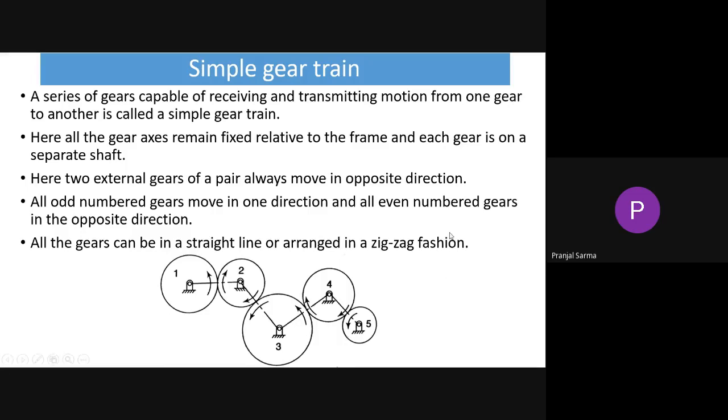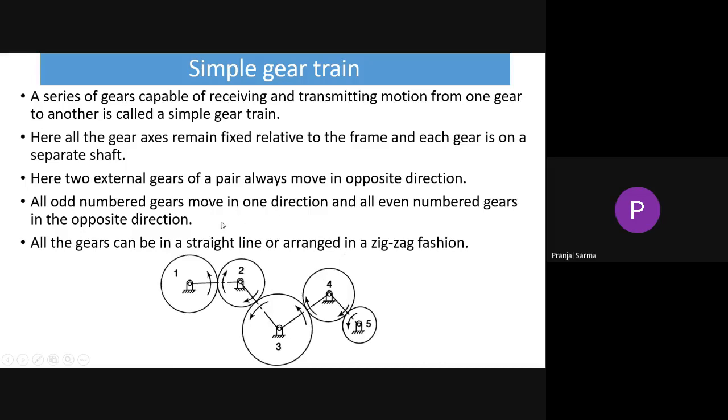Each gear is mounted on a separate shaft, just like we previously discussed. On a single shaft, a single gear is mounted, and it is meshed with the next gear. That next gear is meshed with gear 3. Gear 3 is once again meshed with gear 4, and so on.